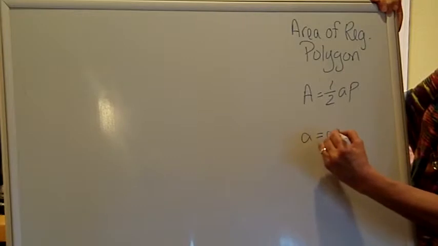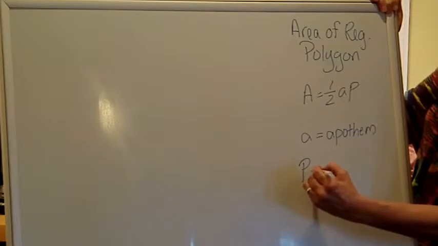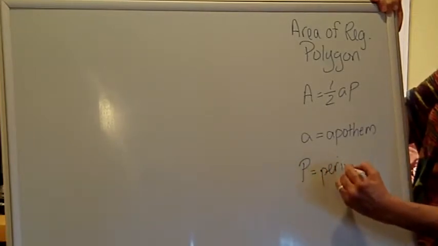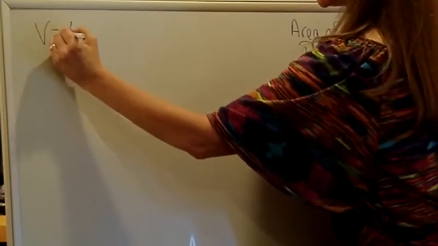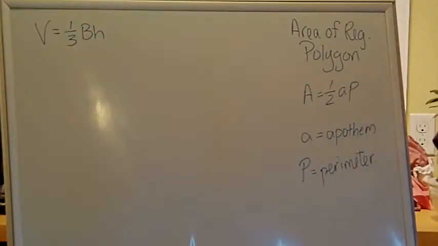A equals 1/2 times the apothem times P, capital P, which represents the perimeter. Now, why do we need to know that? Because this is a volume problem. But if you'll notice, the base of this shape is a regular hexagon. This is a hexagonal pyramid. That means the base is a hexagon and it goes up to a point at the top. Well, we already know what the volume formula is. It's 1/3 times the base times the height. We've got to figure out what that big B is.